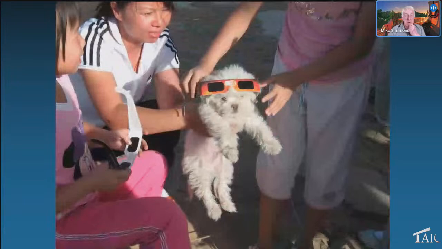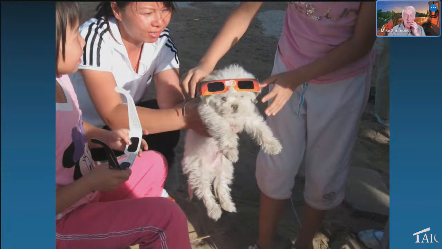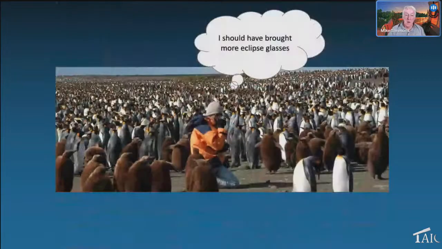And this is a different eclipse here. This one, everybody wants to get into the action there. This was in China, which, yeah, actually these were American-made glasses that were brought to China. And a friend of mine who went to Antarctica for the first total eclipse anybody had seen from the continent didn't bring enough eclipse glasses for everybody there.